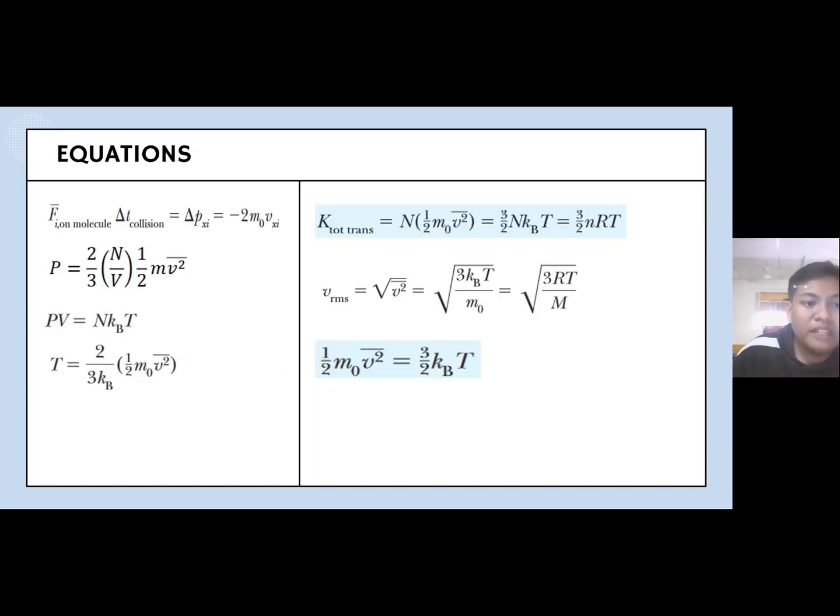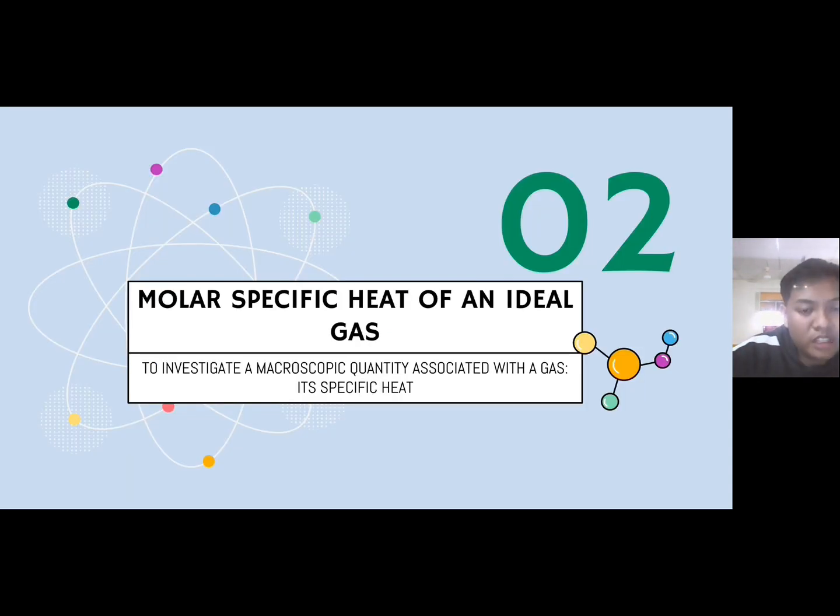Moving on to the equation, we can see here that K total translational equals N times 1 over 2 mv squared, equals 3 over 2 N Boltzmann constant T, equals 3 over 2 nRT. They are all related and we can use all of them in the equation. For the next part, we move on.